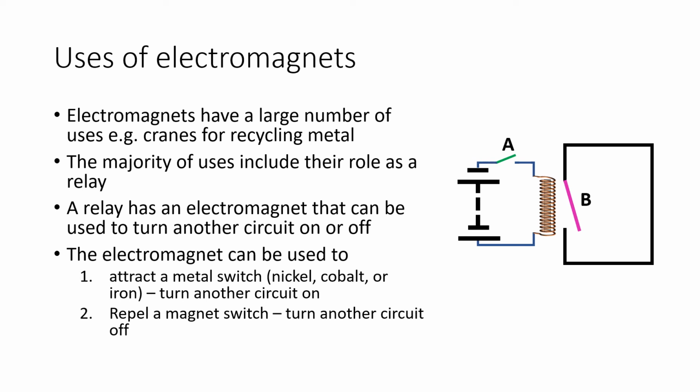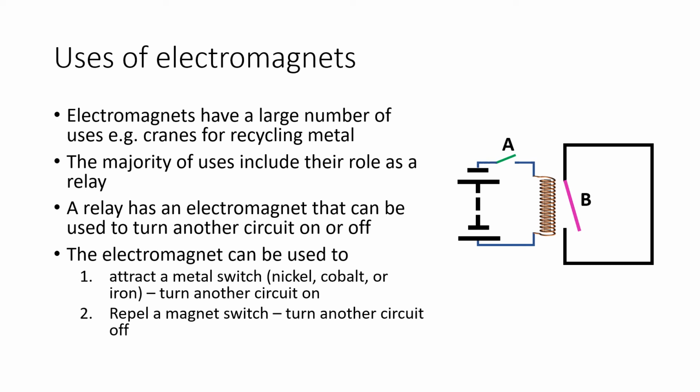In terms of electromagnets, what we often end up with is a circuit with the electromagnet in it, and then a second circuit that the electromagnet can switch on or switch off. If we close switch A, the electromagnet magnetizes. As a consequence, if B is a piece of nickel, cobalt, iron, or steel, because steel has iron in it, hence it's magnetic, the magnet will close switch B and would then complete the second circuit.